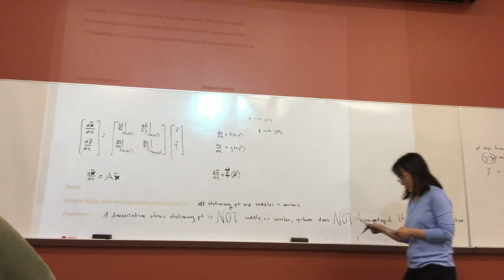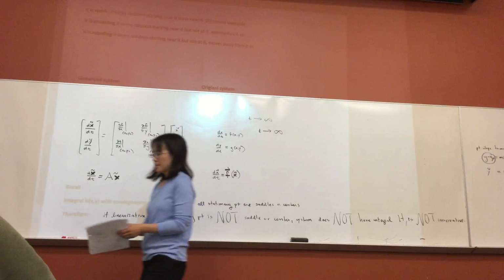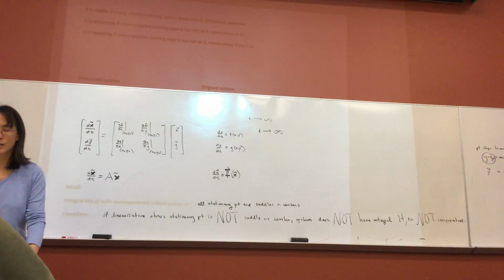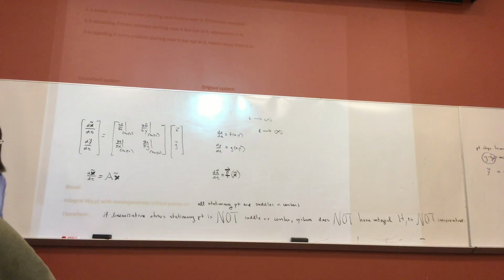So if you have something besides a saddle or center, automatically you know it's not conservative. Now, if the linearization has a saddle or center, you absolutely still need to check that it's conservative in order for the original to also be like that.